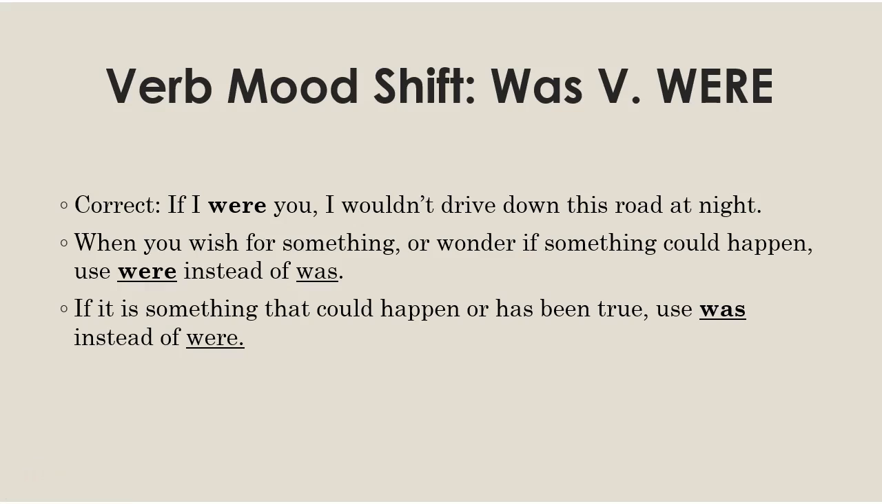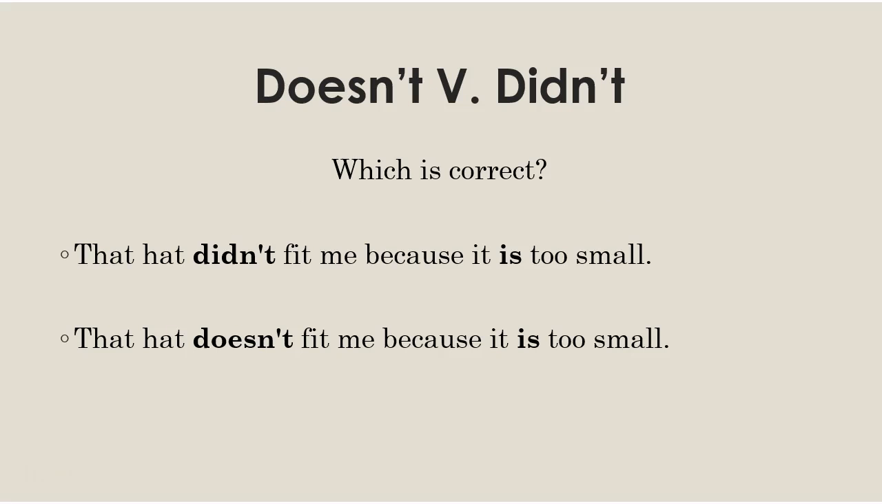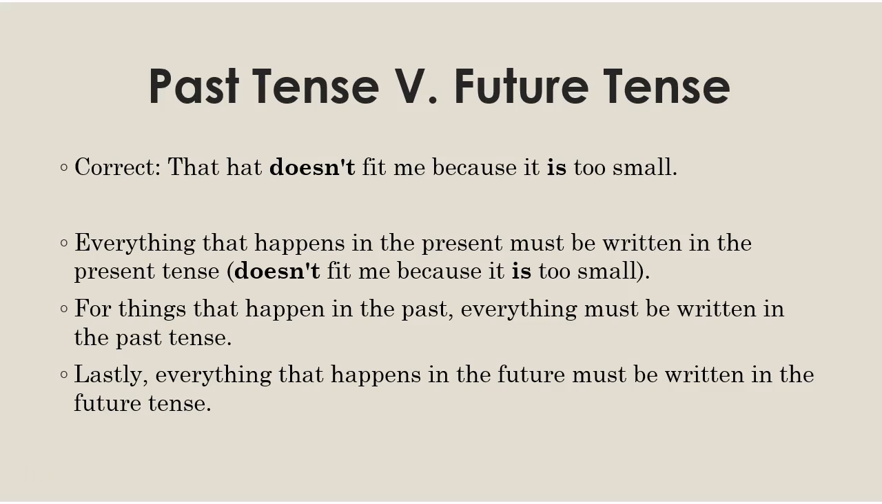Alright, so now we're going to move on to doesn't and didn't, and you're going to tell me which one is correct, and make sure that you're paying attention to the two verbs that we're using here. So we have, that hat didn't fit me because it is too small, or that hat doesn't fit me because it is too small. Take a minute to think about those two and the verbs that are used in the sentence. The next slide is going to tell us the correct answer. I hope you have your answer in mind. Let's see if you were right. That hat doesn't fit me because it is too small.